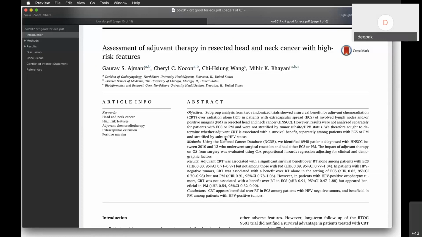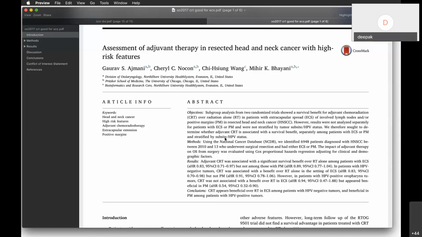And the results which they presented in the abstract was that if you give adjuvant chemoradiation over radiation, there is a benefit for patients with ECS, but not for those who had positive margins. And in patients who had HPV negative tumors, chemoradiation was associated with a benefit over RT in the setting of extracapsular spread. However, in patients who had HPV positive oropharyngeal tumors, CRT did not give any benefit with extracapsular spread, but was beneficial in patients who had positive margins. So there's a dichotomy here.